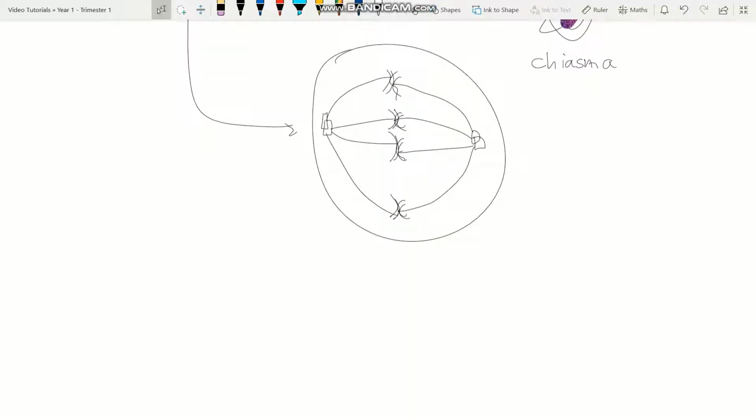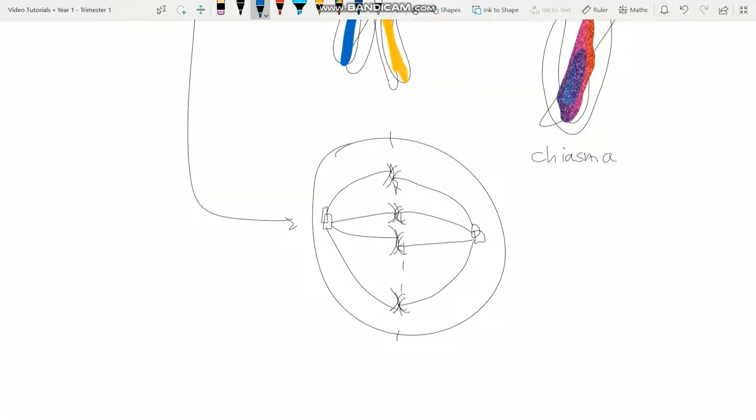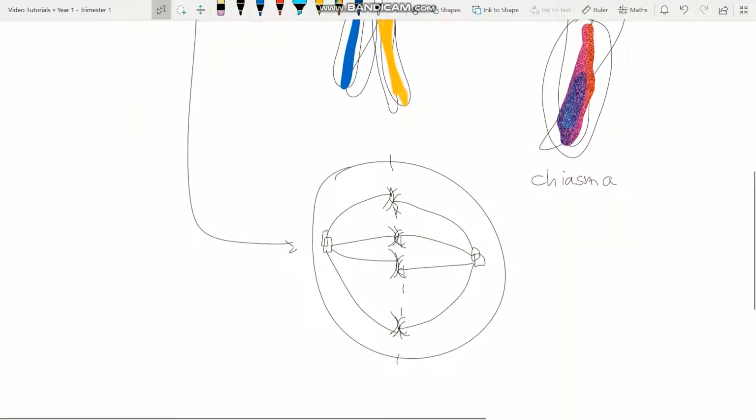But in terms of meiosis specifically, the main objective here is just to allow for the proper alignment of the chromosomes along the equator of the cell. So here we have metaphase 1.